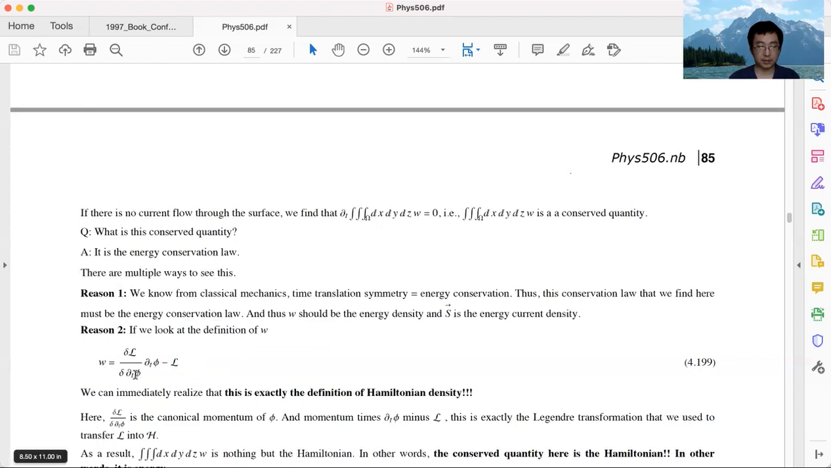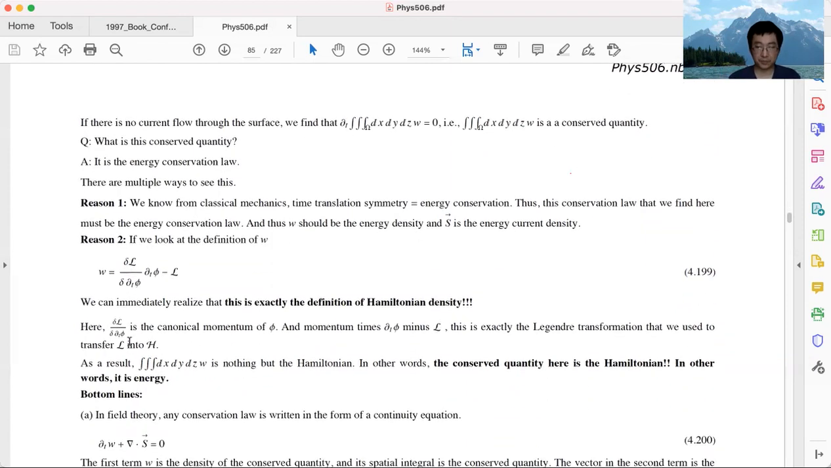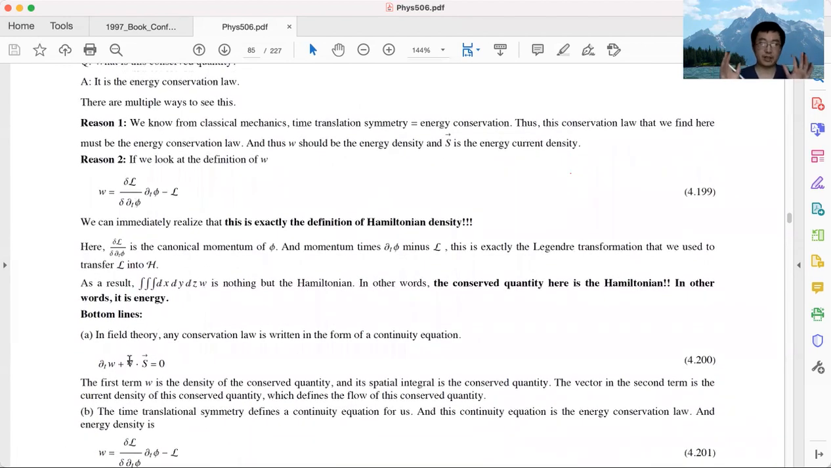The partial L over partial (partial T phi) is the canonical momentum. Momentum times partial T phi minus the Lagrangian density is exactly what we use to define the Hamiltonian density. And we know the Hamiltonian is related to energy. So this is the Hamiltonian density, so this must be the energy density. This is another way to understand that this is indeed the energy conservation law, and W is indeed the energy.